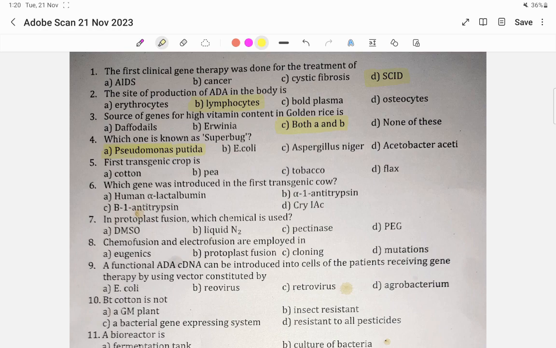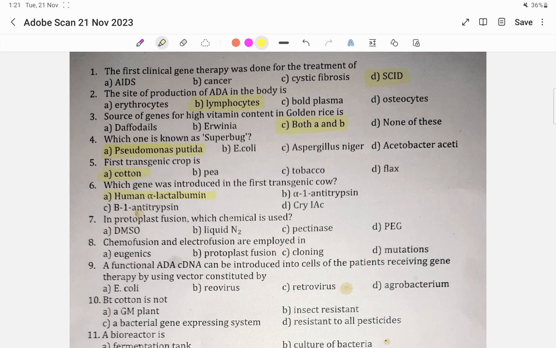The first transgenic crop is cotton. BT cotton is the first transgenic crop. Which gene was introduced in the first transgenic cow, Rosie? The human alpha-lactalbumin gene was introduced in the first transgenic cow.